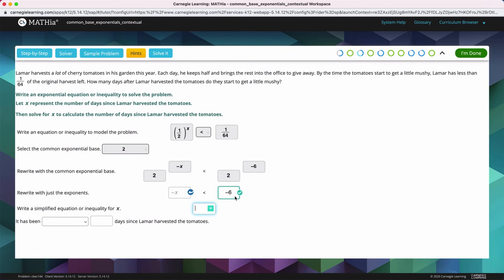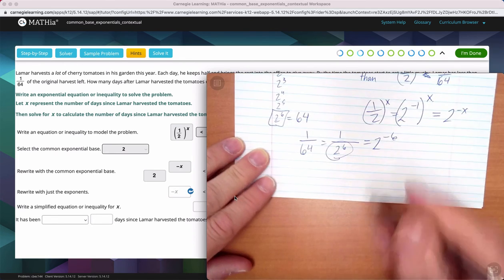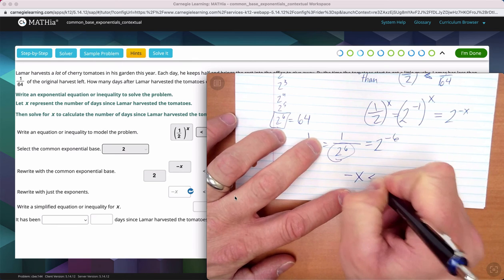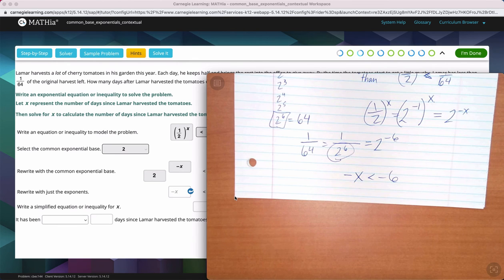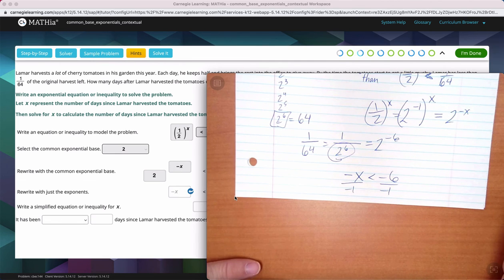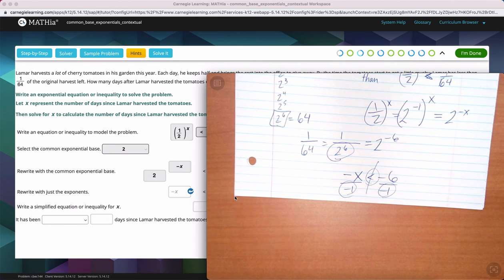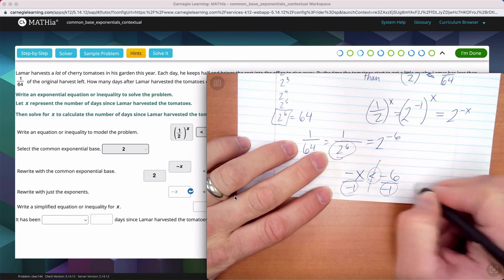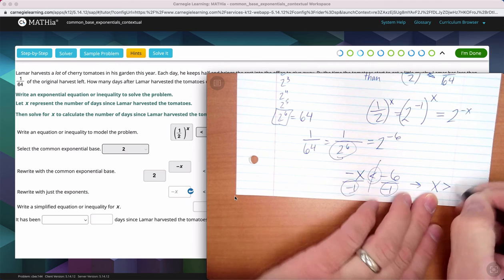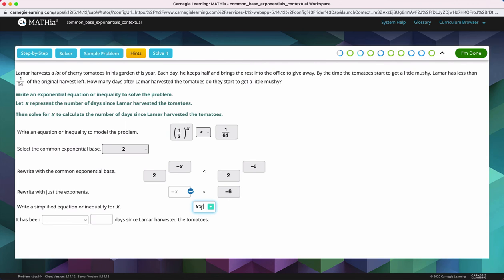To write a simplified inequality, I'm going to go to the paperwork for that one, so take a look. The fact is negative x is less than negative 6. Well, if you're going to solve for x, we have to divide by negative 1. And taught or not taught this year, we need to recognize that dividing by a negative 1 is going to change the less than symbol to open it up the other way. This means we have x is greater than positive 6. X is greater than 6.